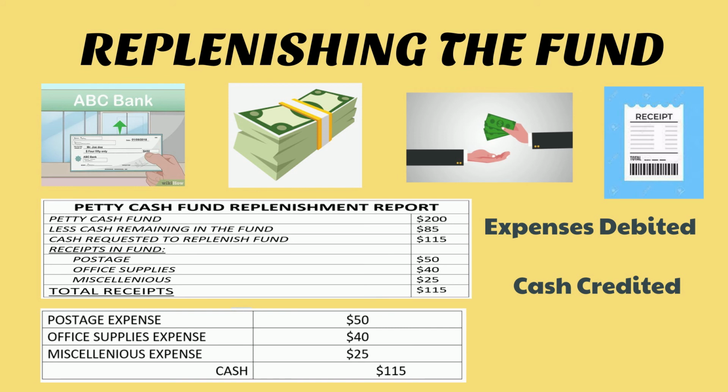We then use the receipts as documentation for recording expenses. As seen below, we must debit postage, office supplies, and miscellaneous expenses, and credit cash. We then calculate the total receipts and issue a check that is equivalent to it.